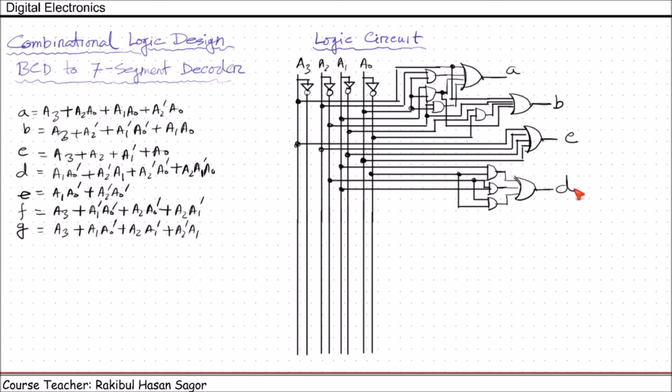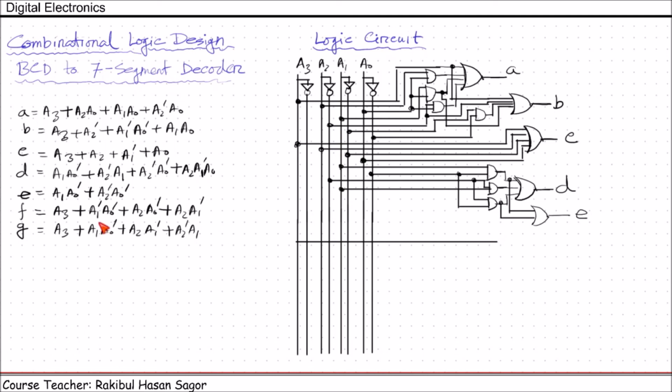We'll get D output. Next for E, we need A1, A0 prime, A2 prime, A0 prime. Each product term is readily available here. This is A1, A0 prime, and this is A2 prime, A0 prime. They are connected and they will pass through an OR gate. We'll get E.